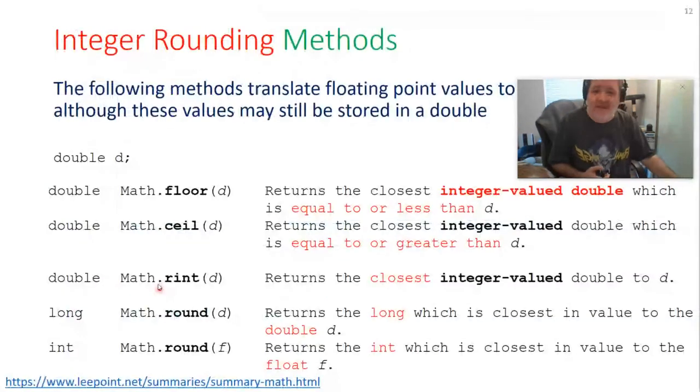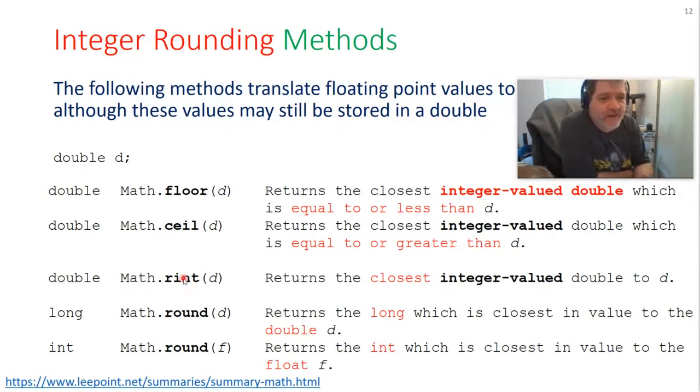So let me go back to the slide real quick and mention the last one that was forgotten in the middle. There is yet another rounding method here, rint, and this one is going to return the closest integer value double to d. So it works like floor and ceiling insofar that you give a floating point number, a double, and it returns a double as well. But this time, if I give you 13.9, you're going to return 14.0 because it's the closest. If I give you 13.1, you're going to return 13.0. Now I covered all of the methods that were on the slide.